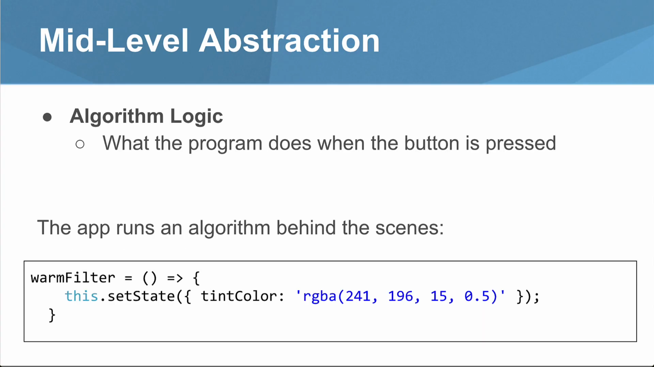At the mid-level, we're looking at the code that actually runs when the user presses that button. When the button is pressed, the app runs an algorithm behind the scenes. The function listed here changes the tint color. This level of abstraction is where the programmer does most of their work.